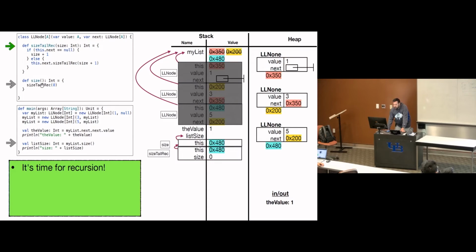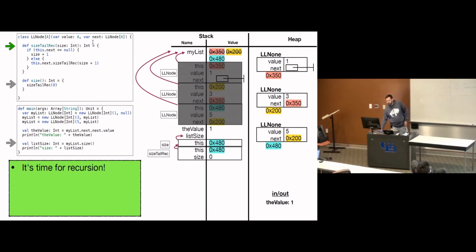The recursion immediately calls size tail rec. I should have my this dot. I've been pretty consistent with that, and I forgot it here. This dot. So this is still 480. Size is initialized to 0. And we start some recursion. We're not going to hit the base case. This is 480. Its next is not null.